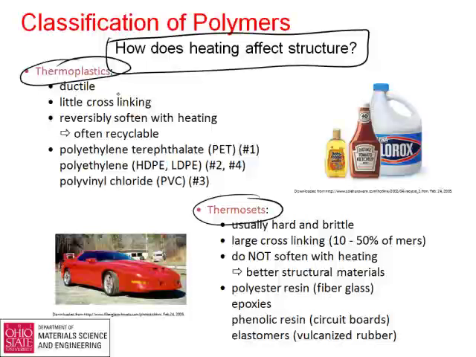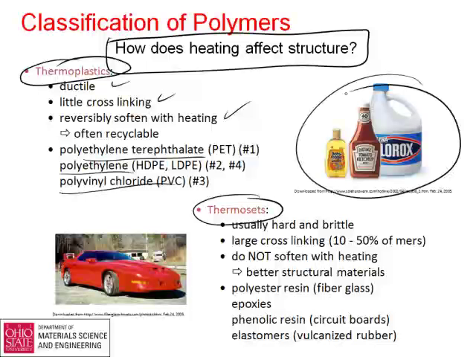But thermoplastics are ductile. There's little, if any, cross-linking. They're reversibly softened with heating. Examples are polyethylene terephthalate, polyethylene, PVC. PET, for example, is what your Coke bottles, your plastic ones, are made out of. Polyethylene is typically what milk jugs are made out of. Very easy to process these things.